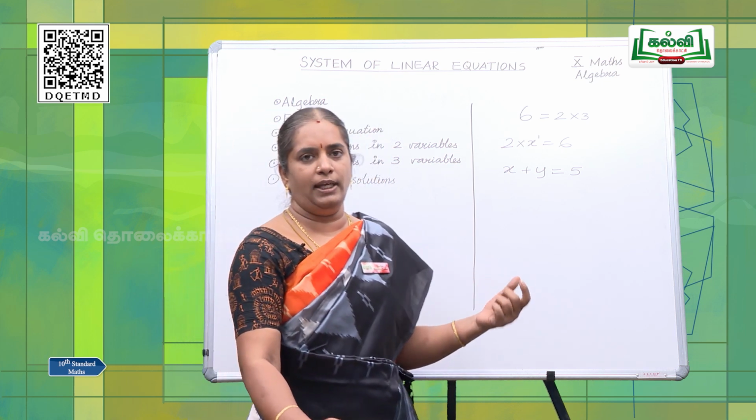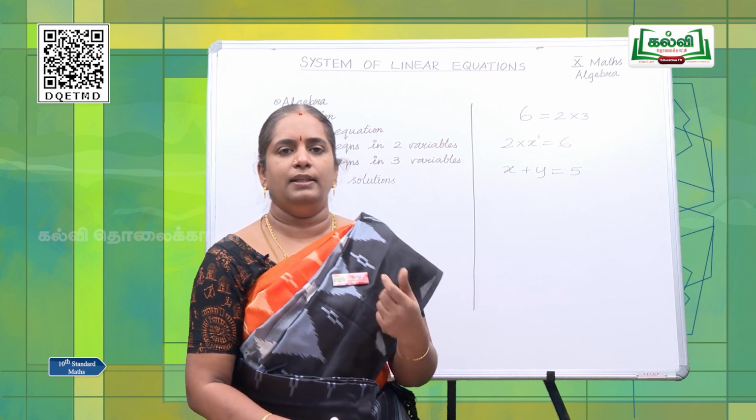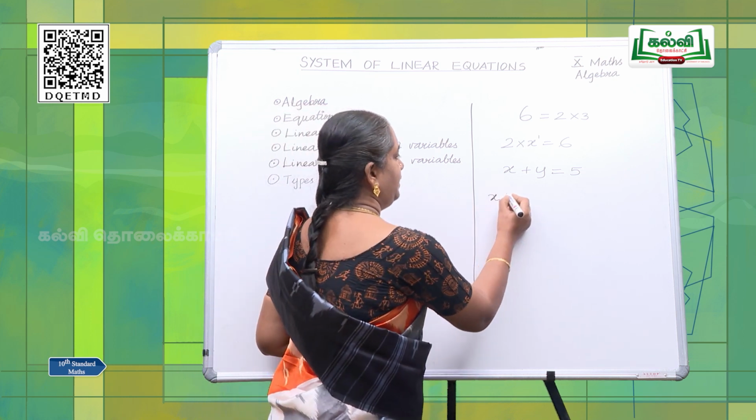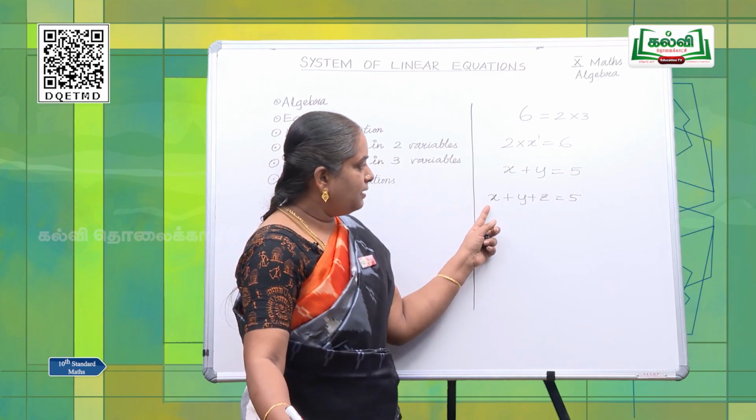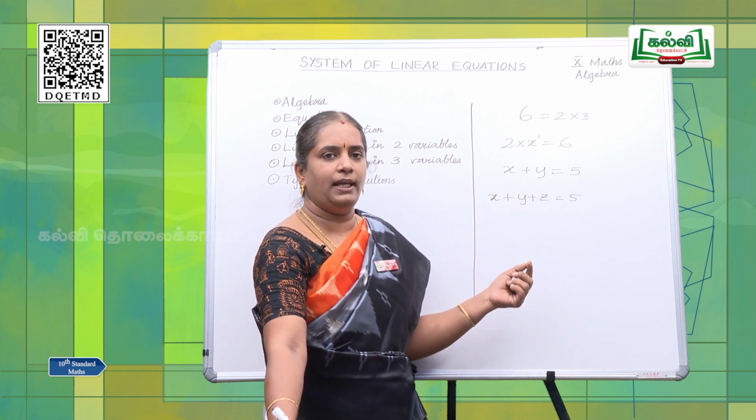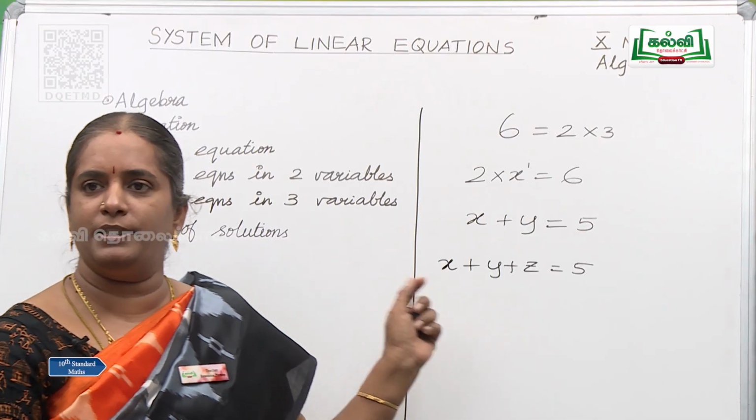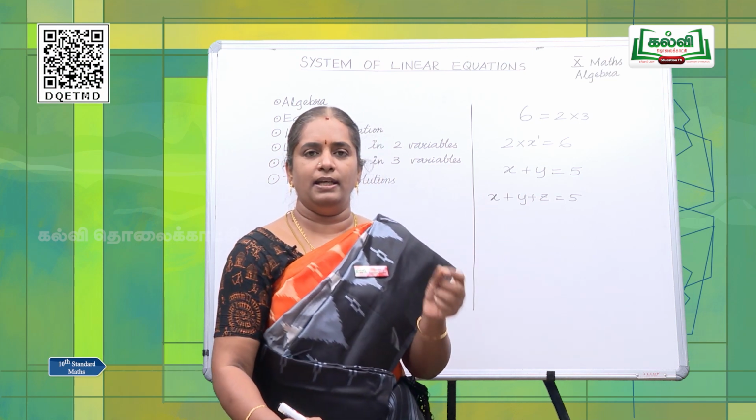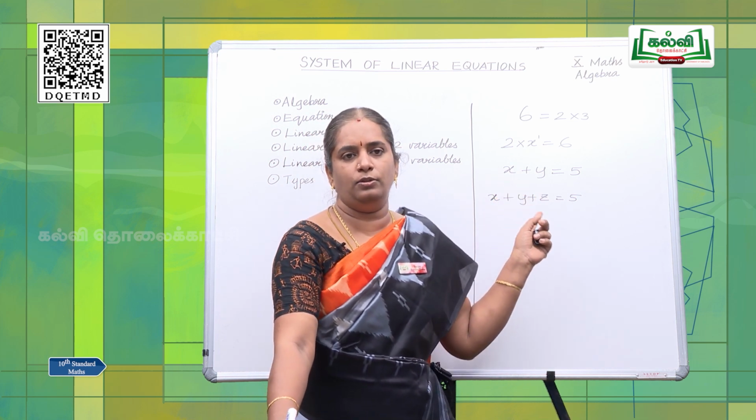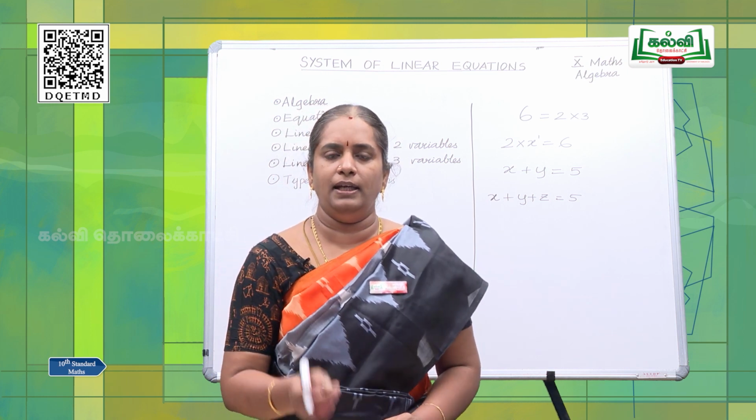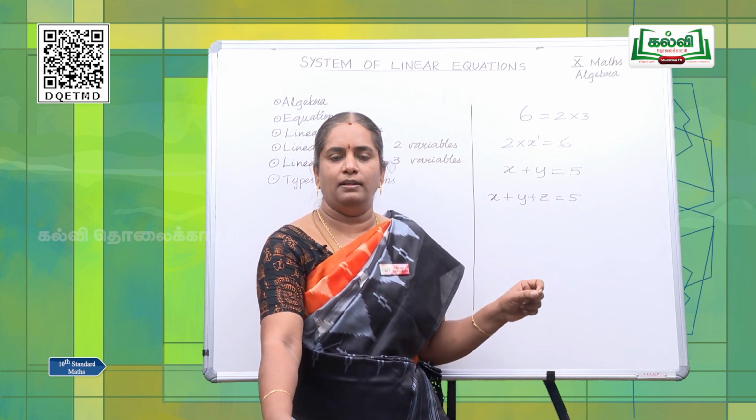Now, we are going to move into the equation which has more than two variables. Let us take an equation which has three variables in it. That is, x plus y plus z is equal to 5. This is also a linear equation, but it contains three variables in it. So, this is called a linear equation in three variables. This represents a plane in a space. We know very well that the equation with two variables represents a straight line in a plane, and the equation which has three variables in it represents a plane in a space.